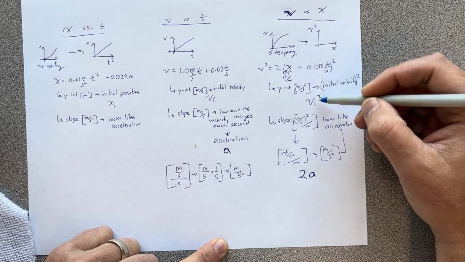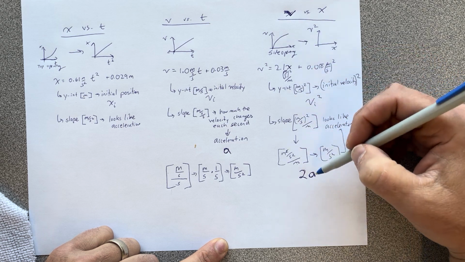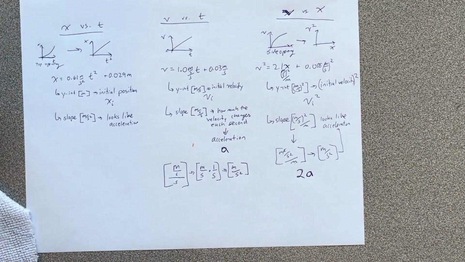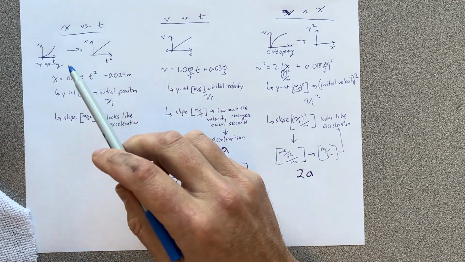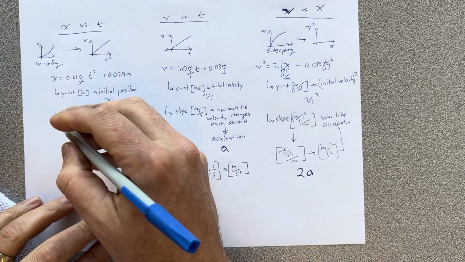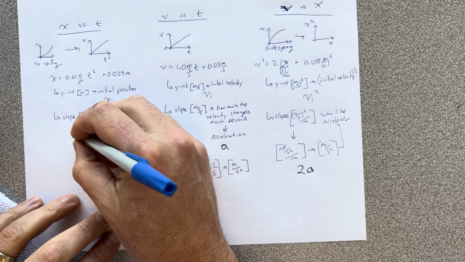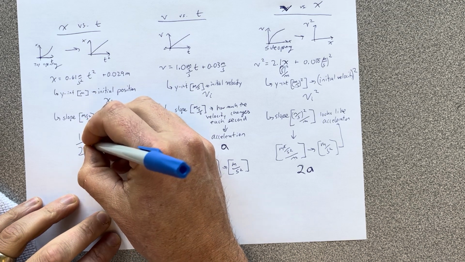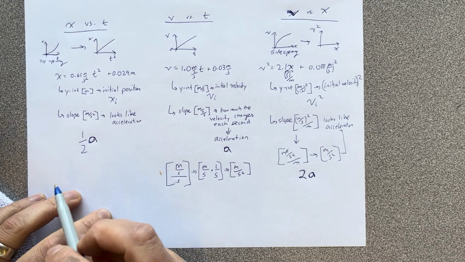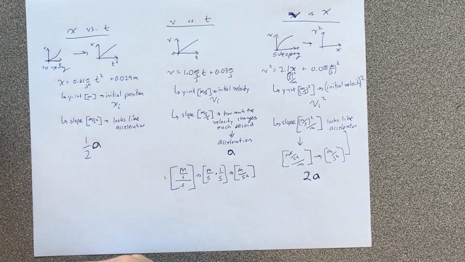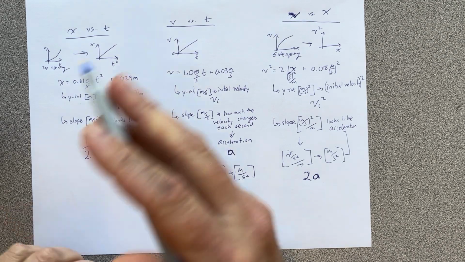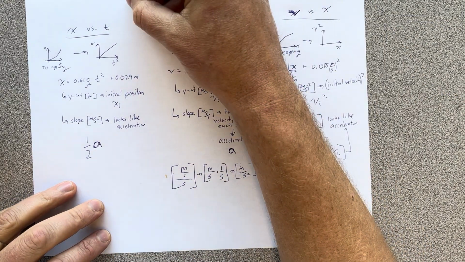So the y-intercept is v initial squared. The slope is 2a. If this one's 2a, then look, this one's 0.61. It's not great, but that should come out to be about half of the slope of this one. So this one ends up being actually 1/2 a. It's about 1/2 a. If you did this experiment again, you might get a better result. All right. So that's the evaluation of data, right?